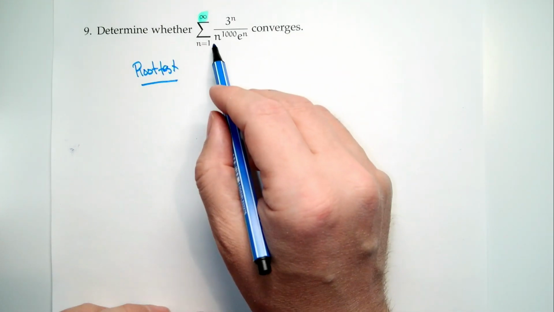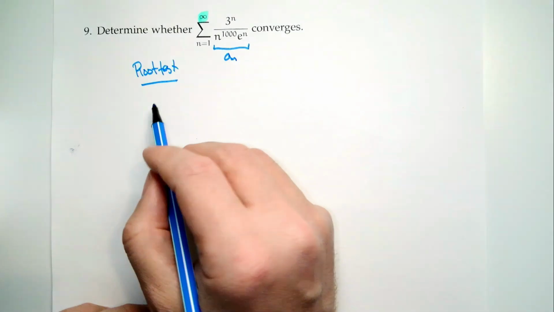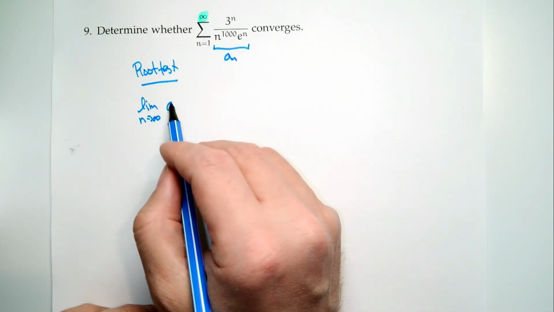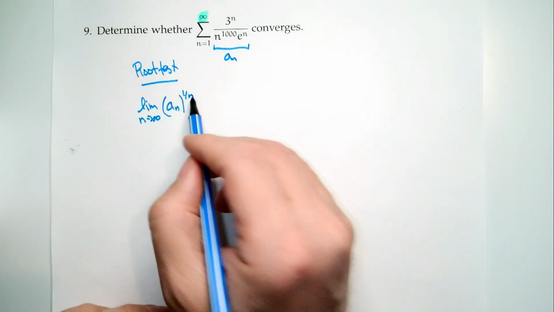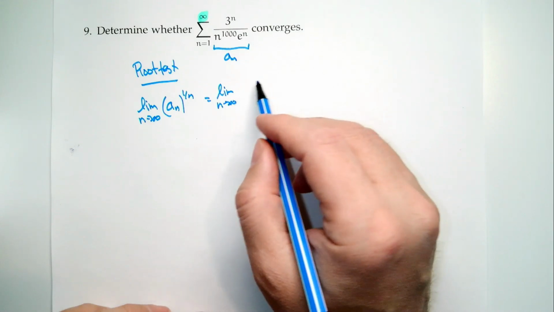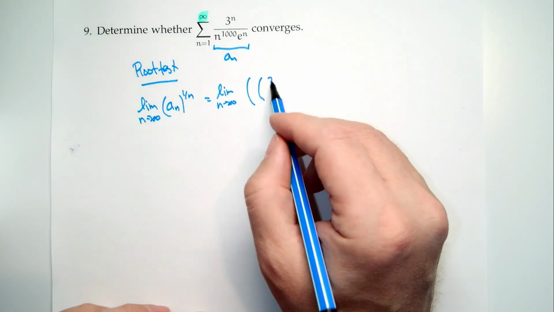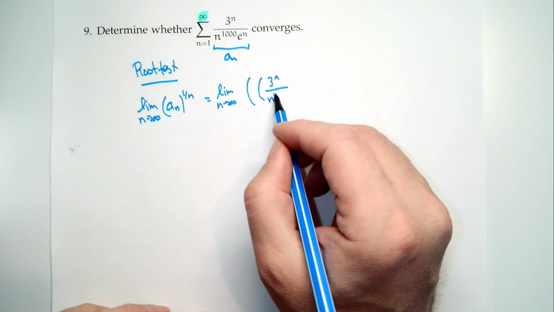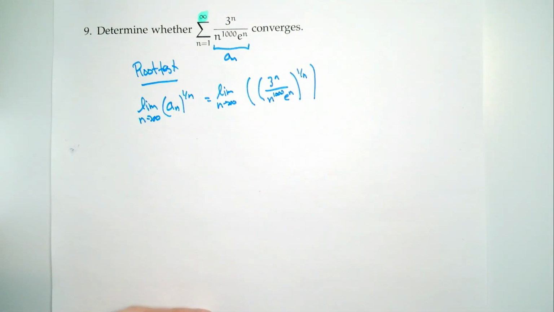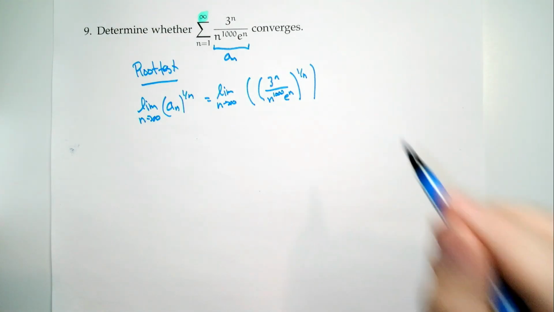So we're thinking of this as our a sub n. So we're going to take our limit as n goes to infinity of a sub n to the 1 over n. So this is our limit as n goes to infinity of 3 to the n over n to the 1000 e to the n, to the 1 over n power.